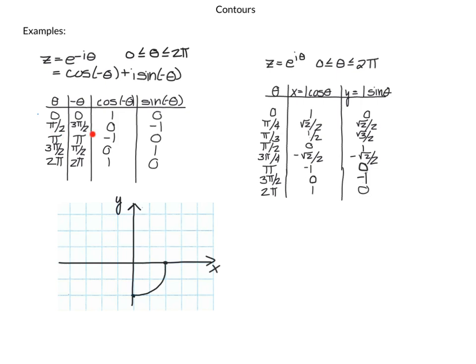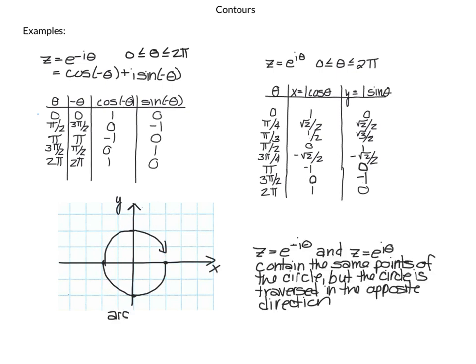And then at theta equals pi, I'm at (-1, 0), so that brings me over here. Then at 3 pi over 2, I come to (0, 1), and then finally I come back. So what you see is this negative sign has me traversing the circle in the opposite direction, in the clockwise direction.